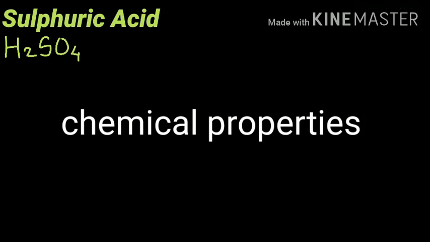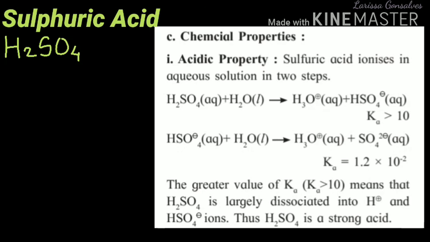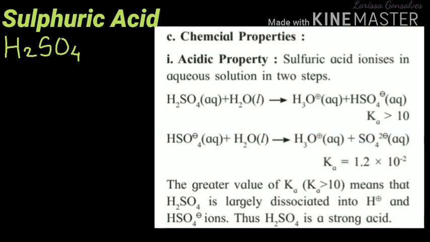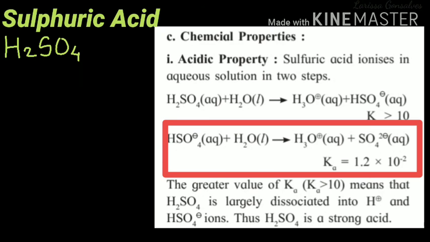Next are the chemical properties. First is acidic property. Sulfuric acid ionizes in aqueous solution in 2 steps. So sulfuric acid is treated with water to form hydronium ion along with hydrogen sulfate, that is HSO4 minus. Hydrogen sulfate is further treated with water to form hydronium ion along with sulfate ions.